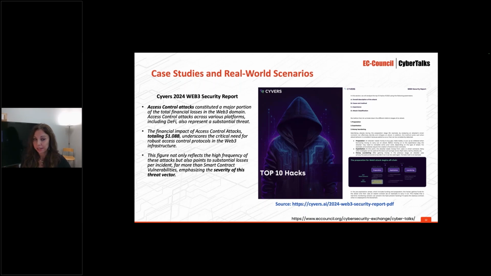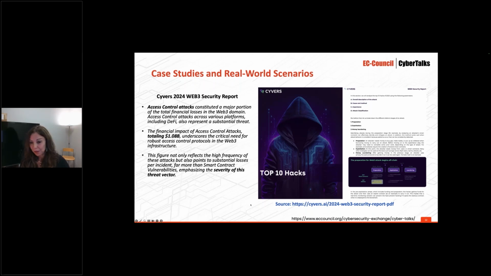So in this case, they're highlighting that access control attacks constitute the major portion of financial losses on Web3 DeFi platforms, and they get into some very specific examples. I'm going to talk about two of the examples from the report, but if you download the report, you can read through that yourself, but you can see the financial loss here. And so you can see why a lot of threat actors are turning their attention to Web3 technology and exploiting Web3 environments, because of course there's much to gain here.